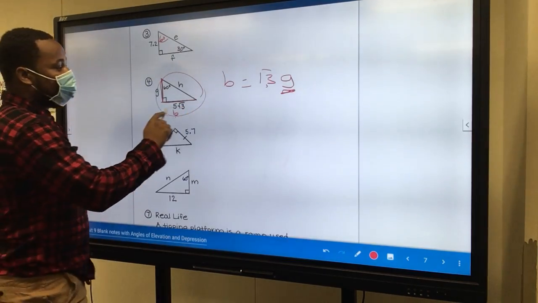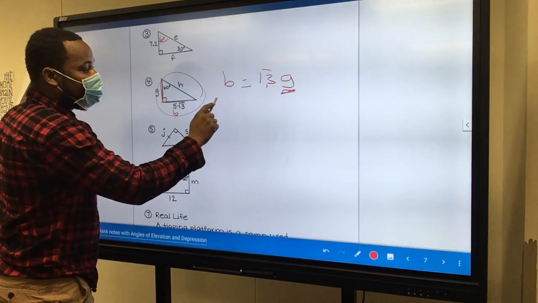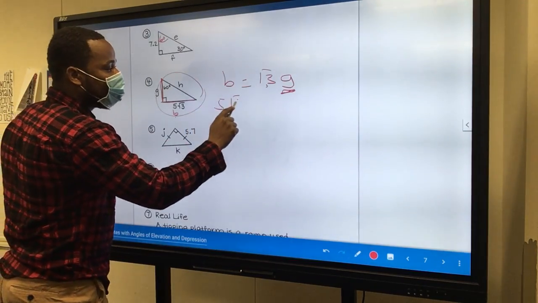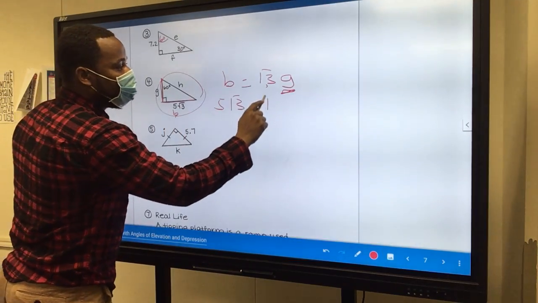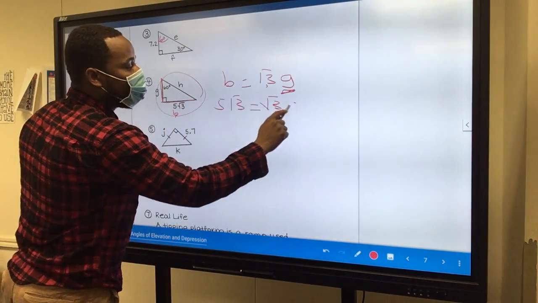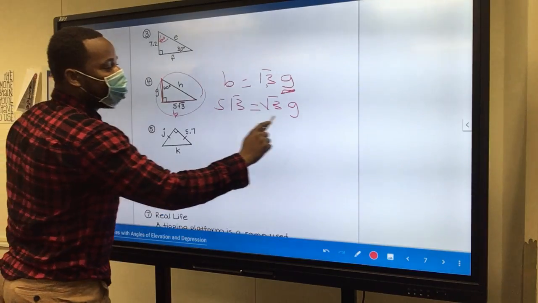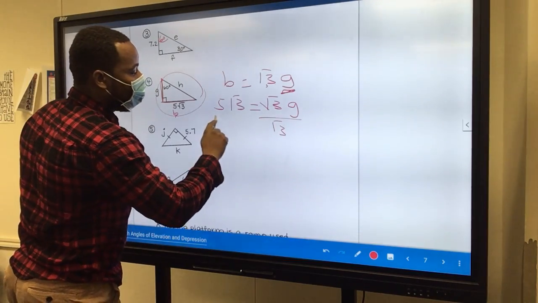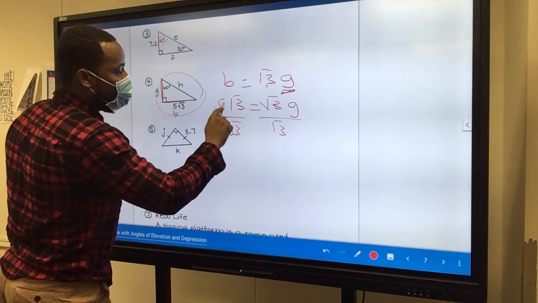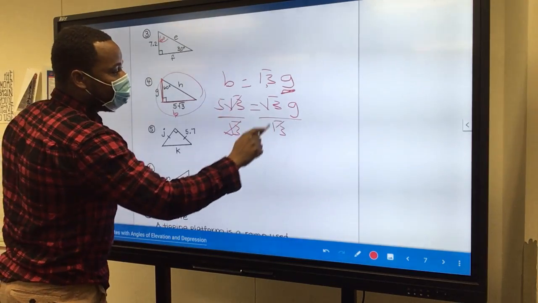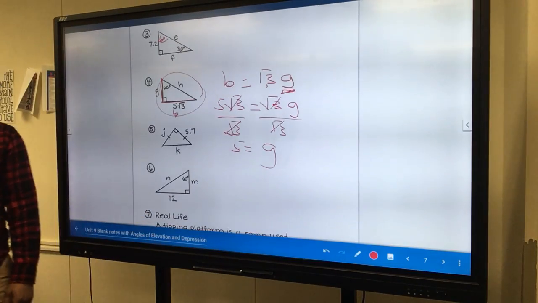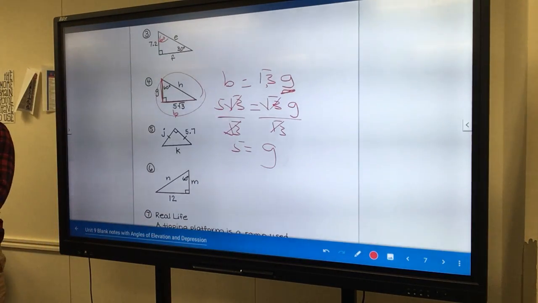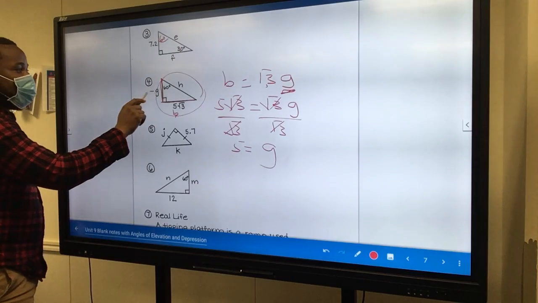That means, in our case, we have 5 root 3 is equal to our B, right? Is equal to what? Root 3 times G. Okay? If I divide this side by root 3, I'll have this cancel, that cancel. So 5 will now be equal to G. Do you see that? That is the relationship. So now I can say my G is 5.